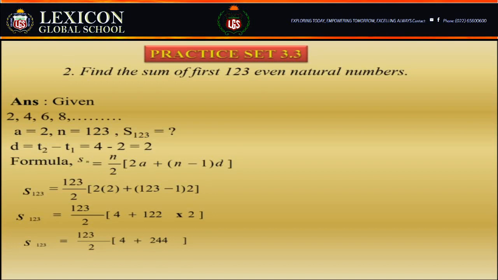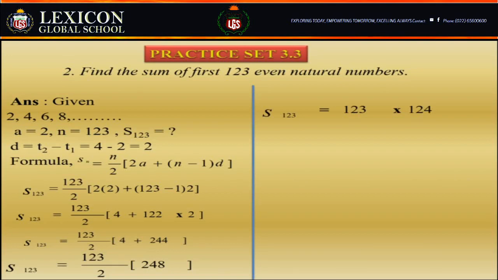When you add 4 plus 244, you get S123 is equal to 123 upon 2 into 248. Now you are going to divide 248 by 2. So you get S123 is equal to 123 into 124. When you multiply, your final answer is S123 is equal to 15,252.